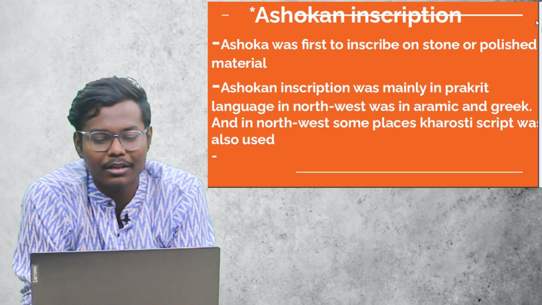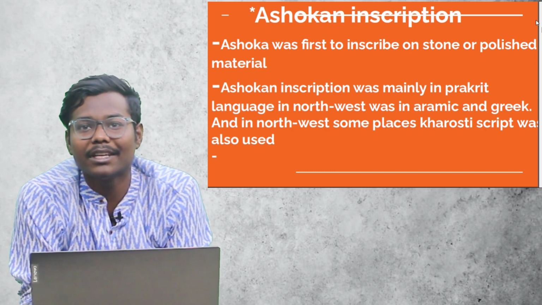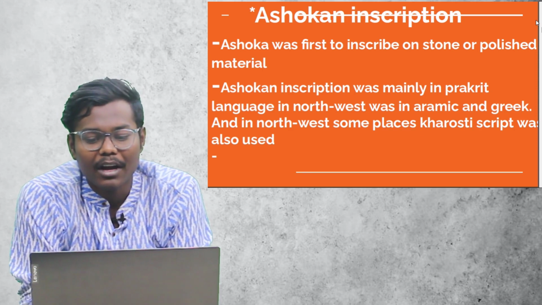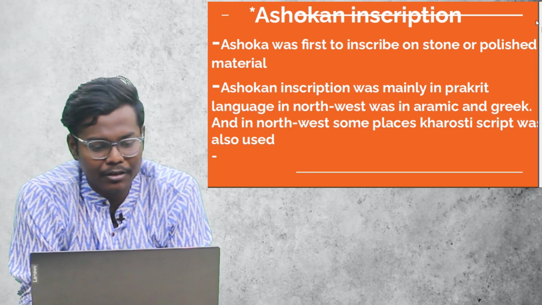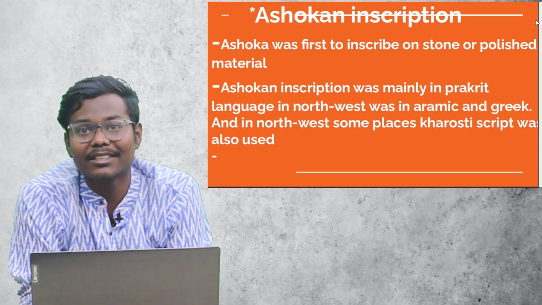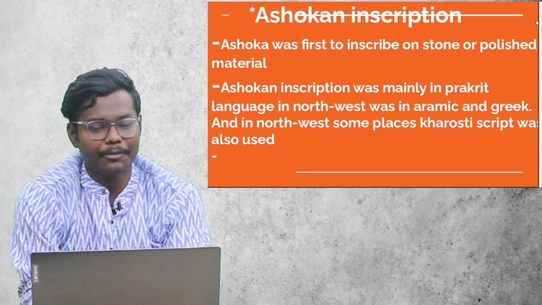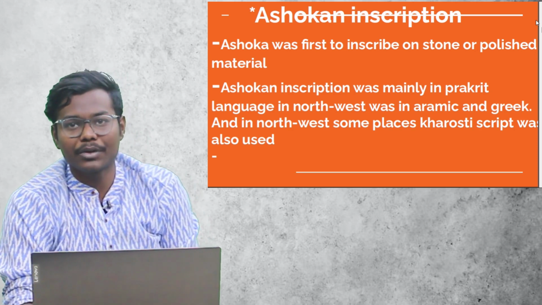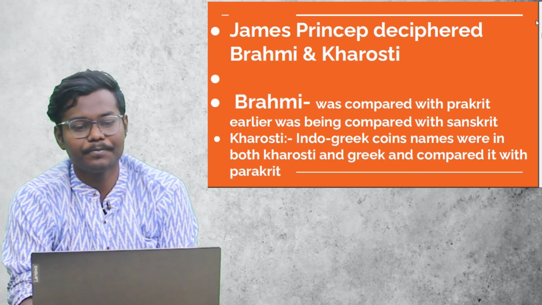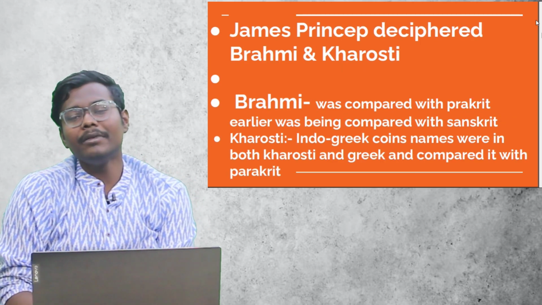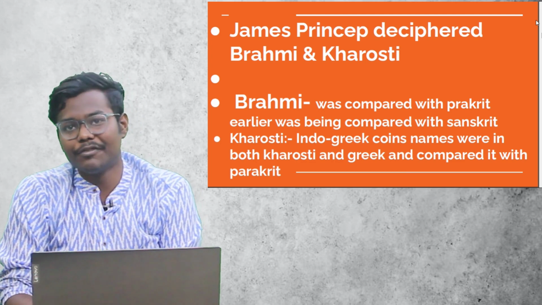For example, in the Northwest you will find the language as Aramaic and Greek. And the script in the Northwest you will also find somewhere as Kharosthi. So these are the exceptions that we find in the Ashokan inscription. Then, how were Brahmi and Kharosthi deciphered?